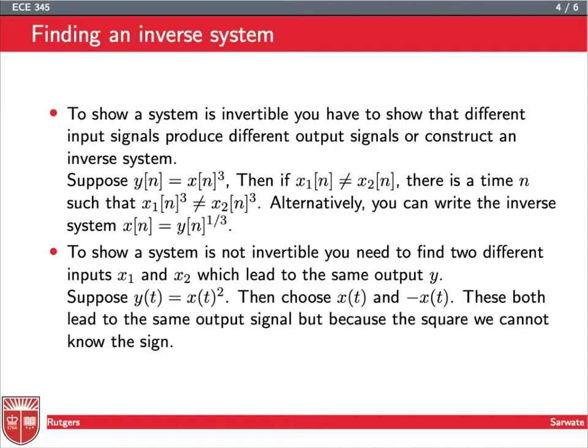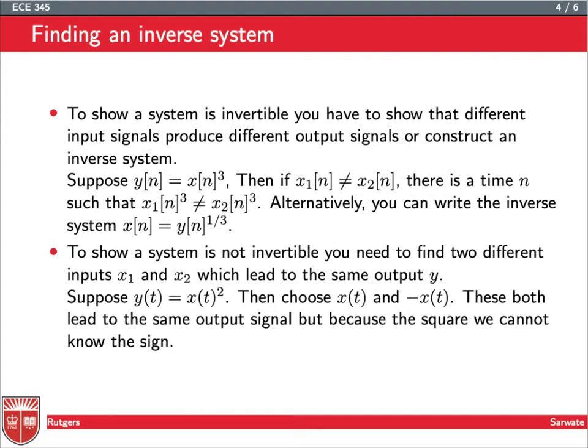So if we look at the system which cubes its input, y of n is equal to x of n cubed, then you can sort of formally argue that if x1 of n is not equal to x2 of n, then there's a time n such that x1 of n cubed is not equal to x2 of n cubed. You just find that time where they differ, and then the cubes will also differ. And alternatively, you can just write down the inverse system. You can say, oh, the cube root system is the inverse system of this cubing system.